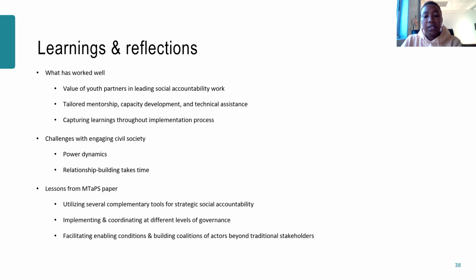And facilitating enabling conditions and building coalitions of actors beyond traditional stakeholders. One of our key focuses is enhancing the enabling environment surrounding youth's access to family planning and reproductive health through having youth-led organizations lead activities. We are engaging non-traditional actors in the social accountability processes, such as adolescents and youth, particularly those with unique needs, those youth with disabilities, sex workers, civil society organizations, religious and community leaders, among others.